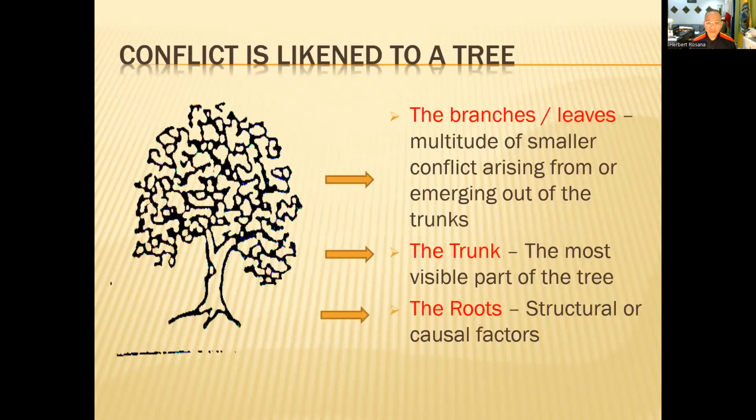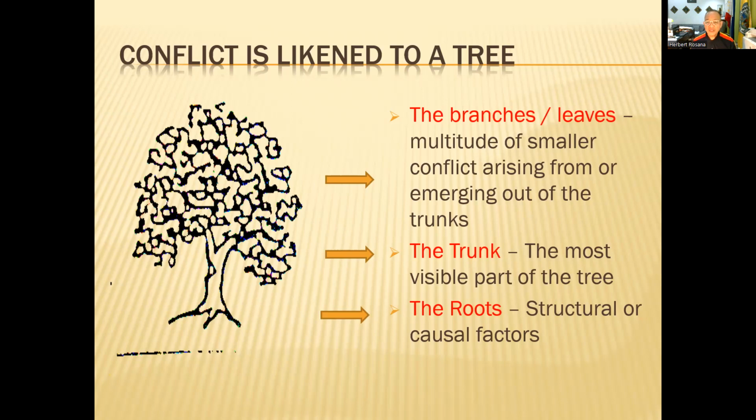Let me make the tree an illustration, with the branches, the trunk, and the roots. Every tree has a set of leaves and branches. Then there's also the trunk and there's also the root. When we speak of the root, we are referring to the structural or causal causes of conflict. Like in a tree, the root is the source of life of the tree. It is the essential part that makes up the tree, because without the roots, there will be no trunk and no leaves.